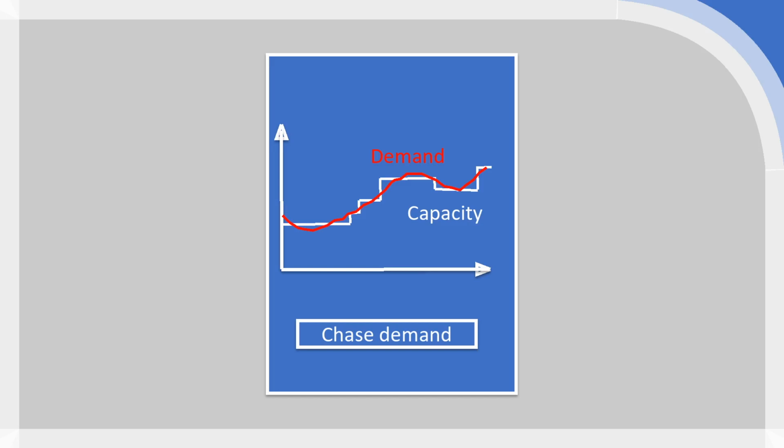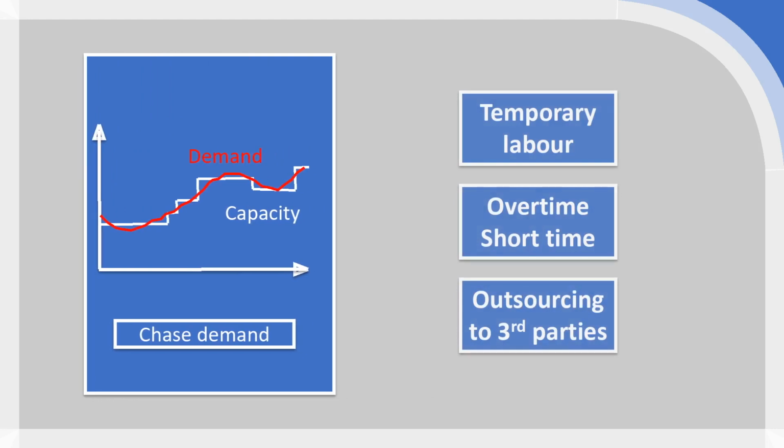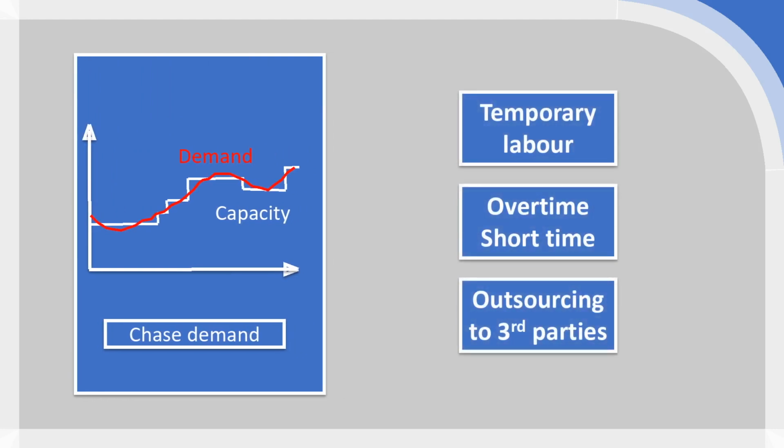So if you have high capital investment, that may be difficult to do, but if you have low capital investment, or quite commonly you have a large proportion of your capacity depends on labor, then that becomes far more feasible to actually implement. So two of our associated means for chasing demand are going to be labor based. So the first will be temporary labor.